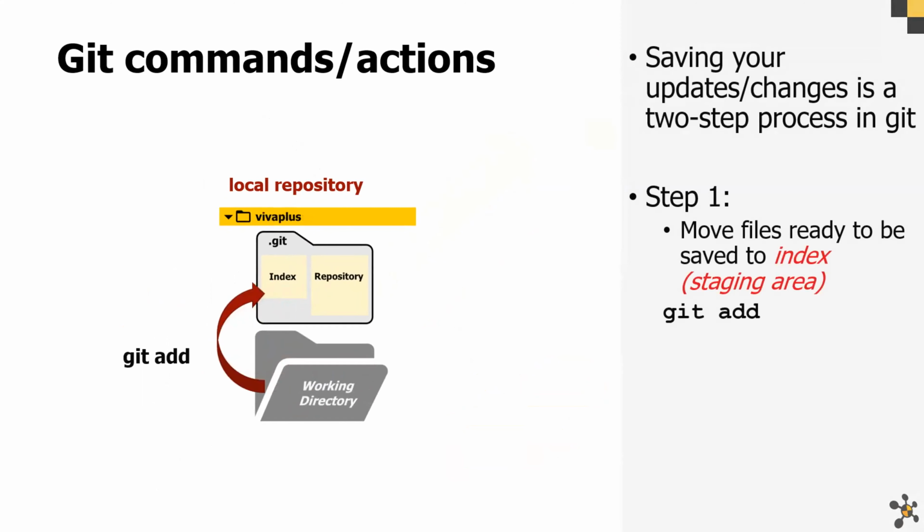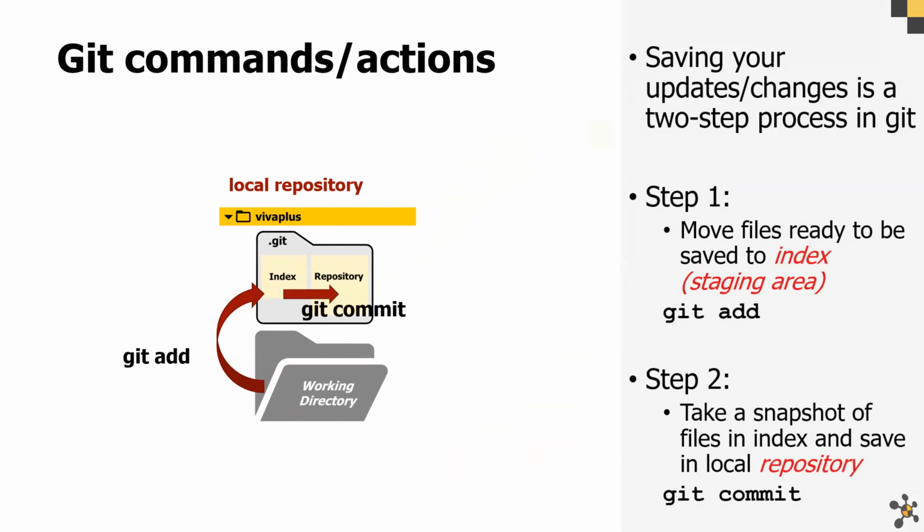In the first step, you add your files to an area called staging area or index. That's where you prepare the files to be added or saved. And then you take a snapshot of it and move it to the repository where you permanently store it. That action is called git commit. So you have 2 actions: git add, that gets the files ready to be saved, and then git commit.